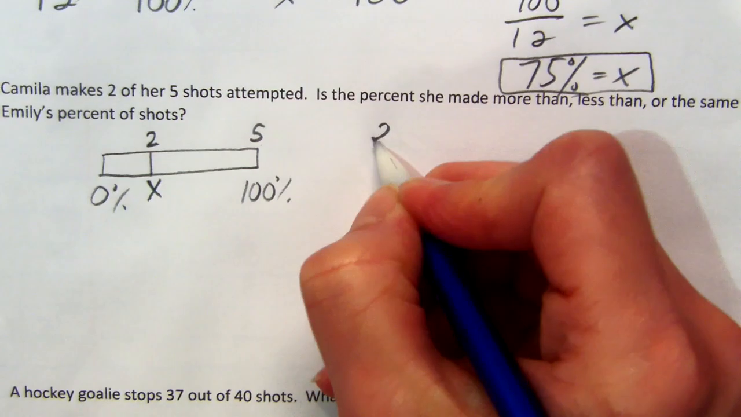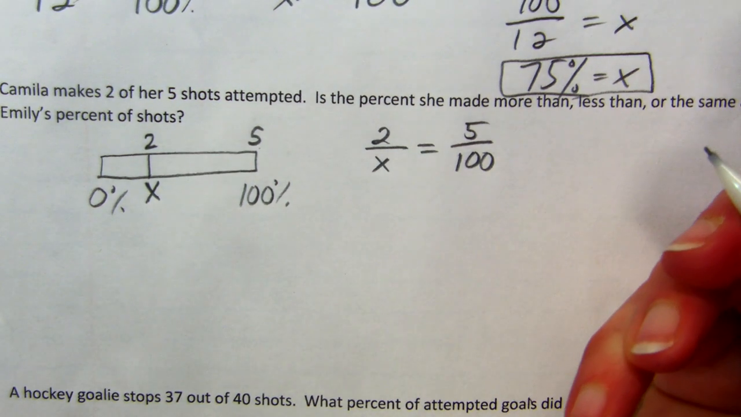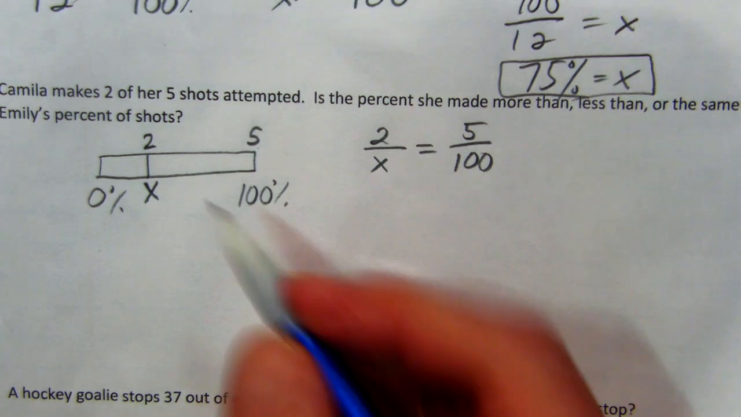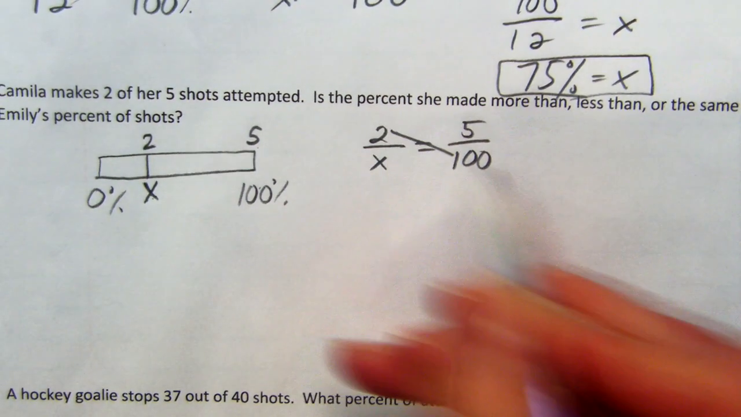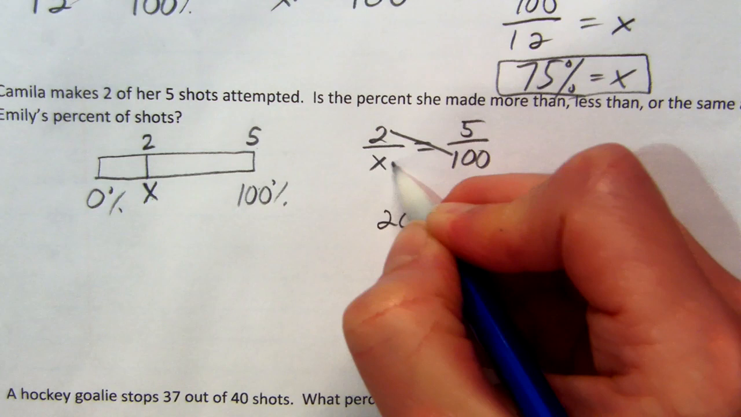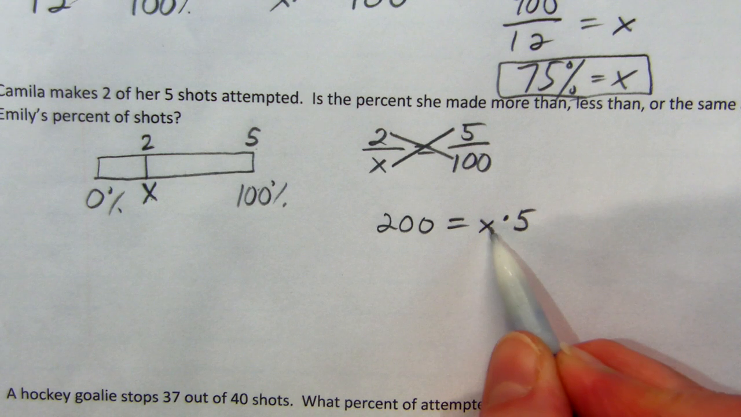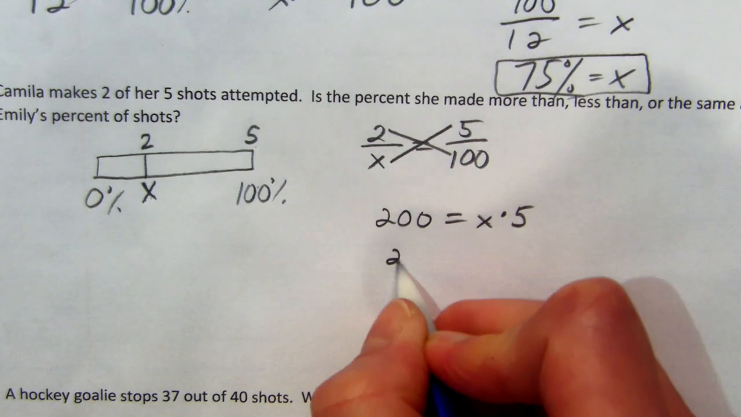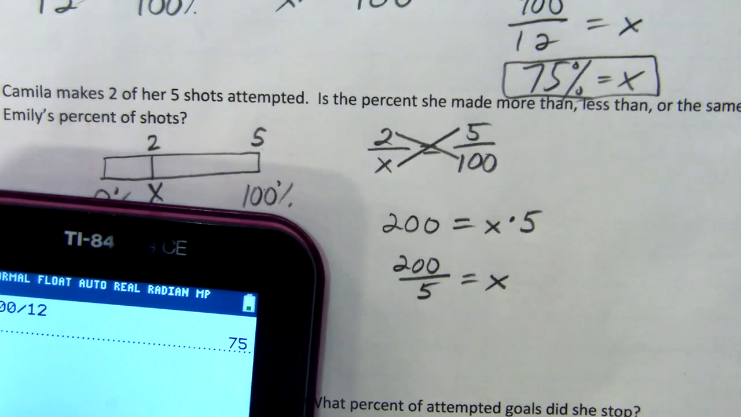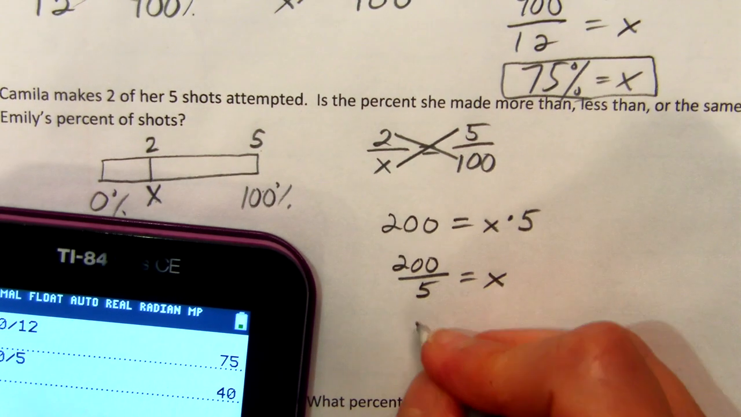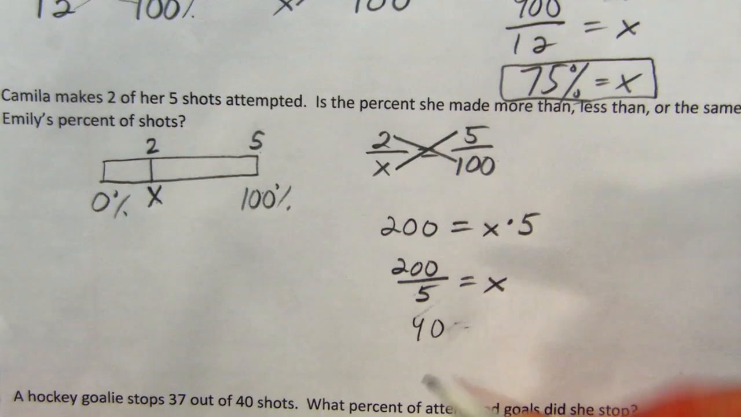This just gives us one way to set up the proportion. 2 over X equals 5 over 100. Let everybody get that down. So I'm just taking it exactly the way it appears on the bar. And then we cross multiply. So 2 times 100 is 200. And X times 5 goes on the other side. And so in order to figure out what times 5 is 200, we're going to work backwards and take 200 divided by 5. So 200 divided by 5 is 40. So 40 is the percent that she made.